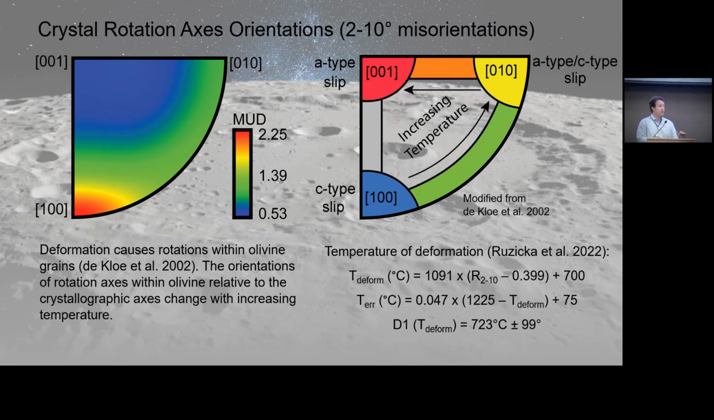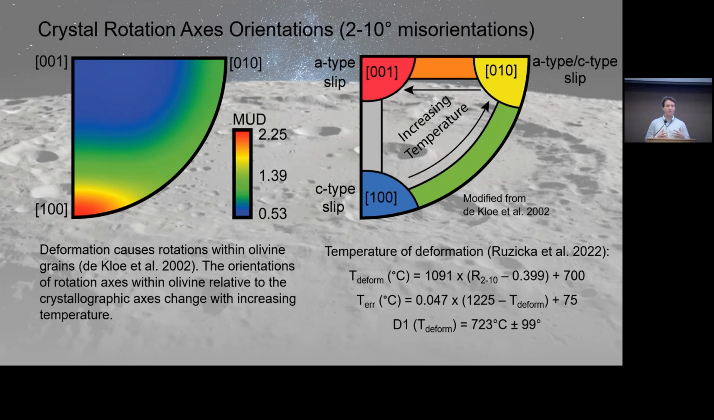And so using the relative proportions of these different slip systems, Rizika et al. created this other relationship here, relating the temperature of deformation to the proportion of those different slip systems in chondritic olivine. I was able to use this to estimate a shock temperature of 723 degrees. This is notably lower than the equilibrium temperature that was estimated with the thermobarometry, and we take this to mean that the thermal effects related to the excavation of the sample were likely minimal.